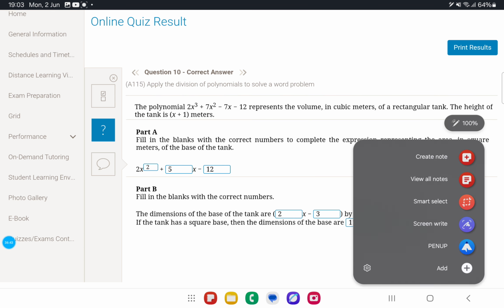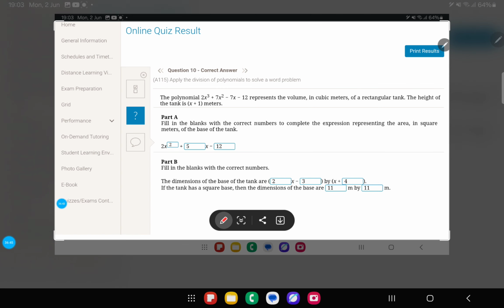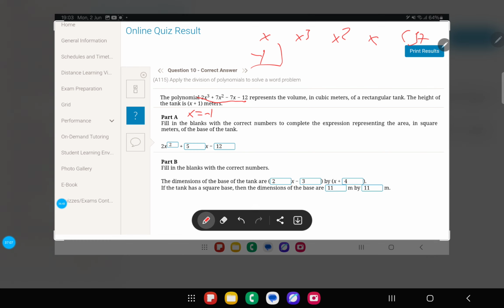Okay, this is a question that came last week. Also very easy. We got 2x cubed plus 7x squared minus 7x minus 12. When I see a polynomial, we do synthetic division. So, we got x plus 1, so we make it x equals negative 1. Negative 1, x cubed, x squared, x and constant. Now we got 2, 7, minus 7, and minus 12.